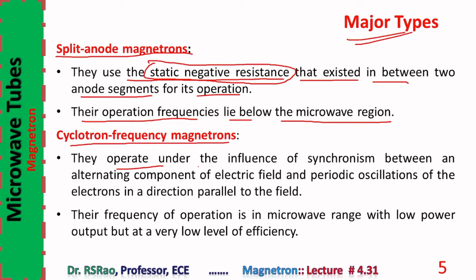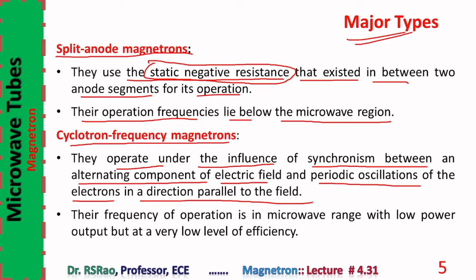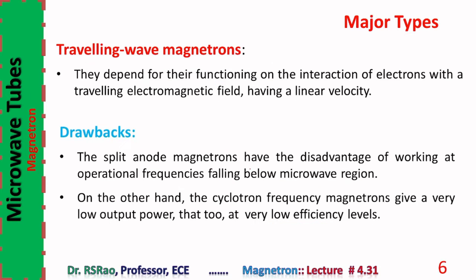They operate under the influence of synchronism between an alternating component of electric field and periodic oscillations of the electrons in a direction parallel to the field. Their frequency of operation is in the microwave range. This point is okay, but their power output is low and their efficiency is also low. These are two serious drawbacks.